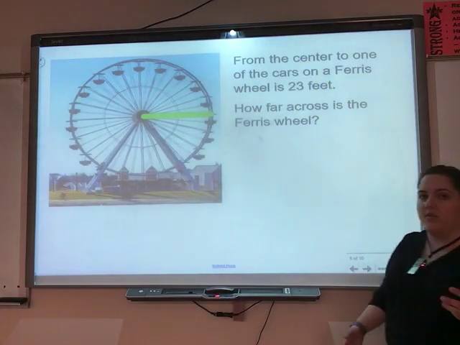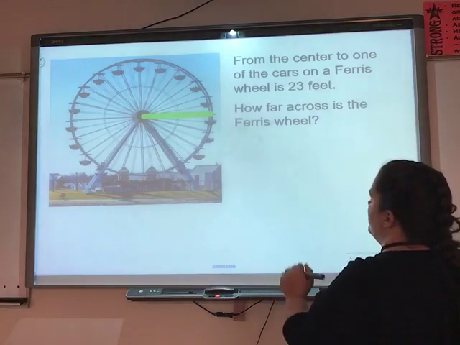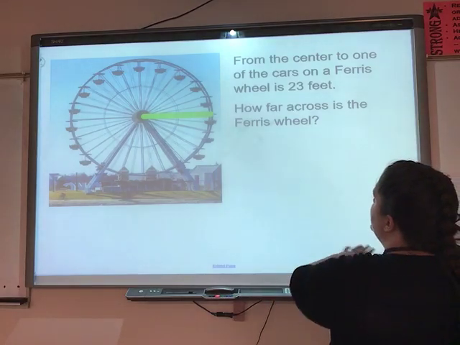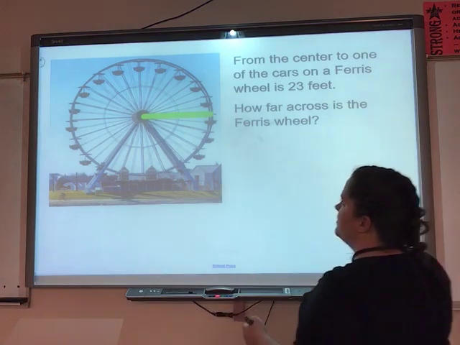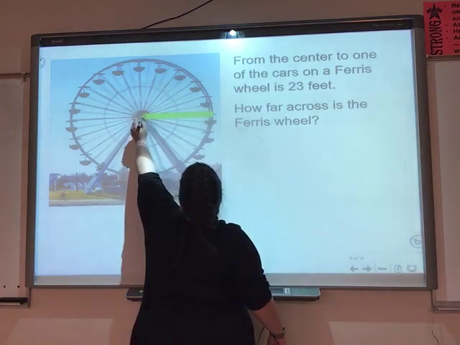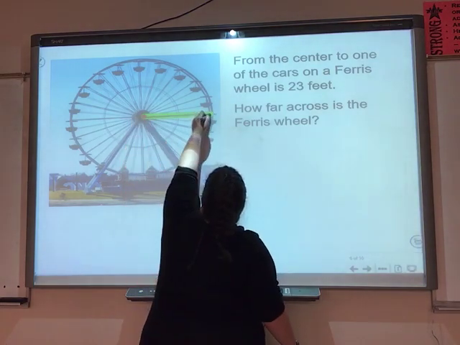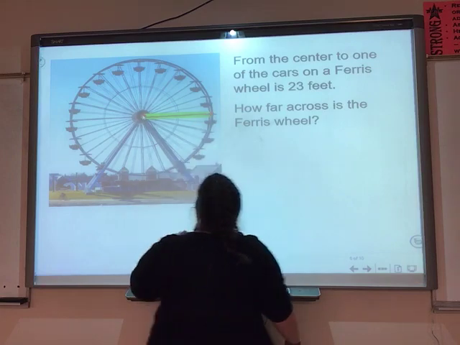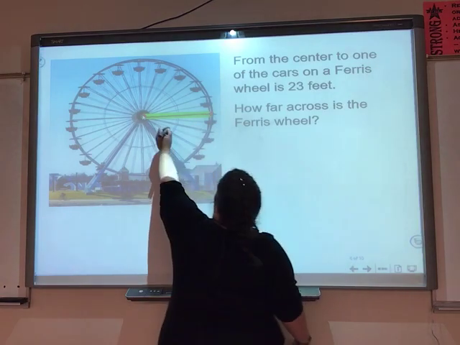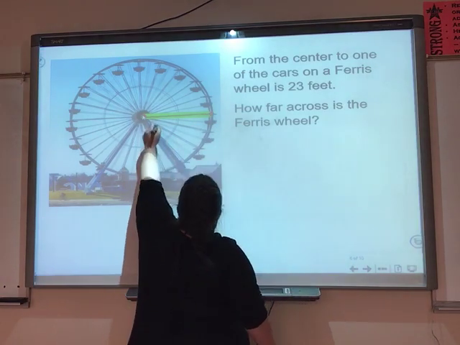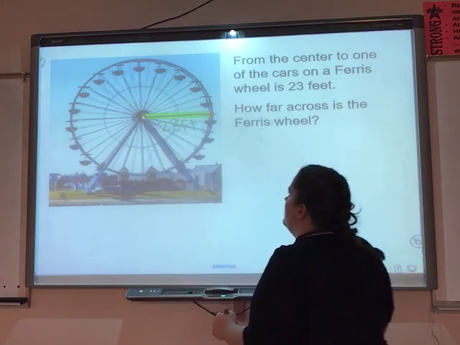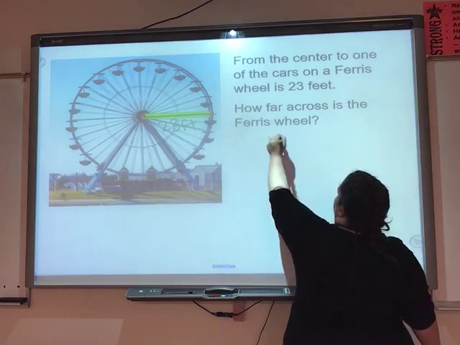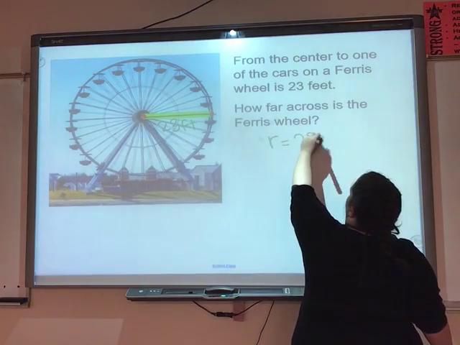Now, we have a couple of real-life problems. From the center to one of the cars on a Ferris wheel is 23 feet. We want to know how far across is the Ferris wheel. So if we start at the center and we're going out to one of the cars, that is a radius, and that is my 23 feet.